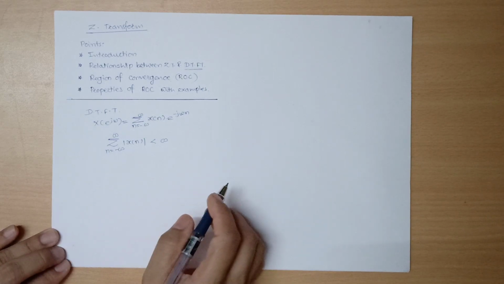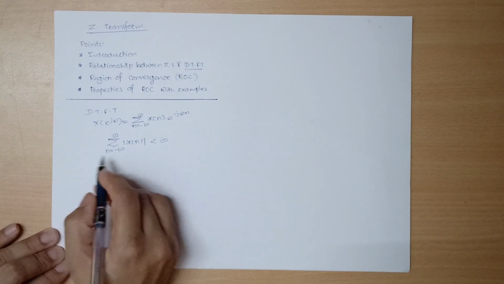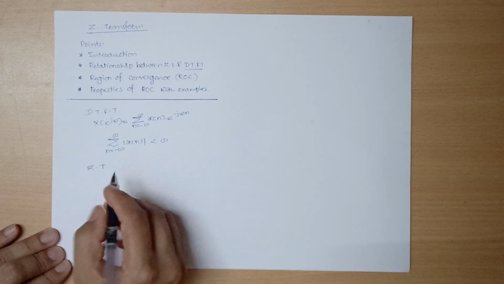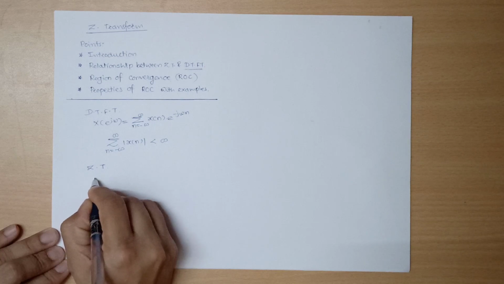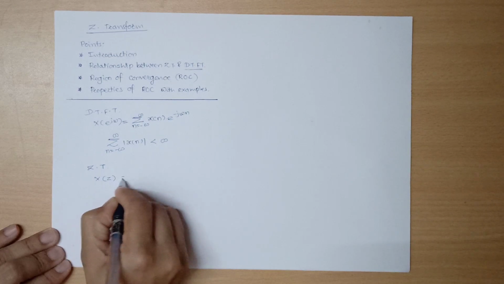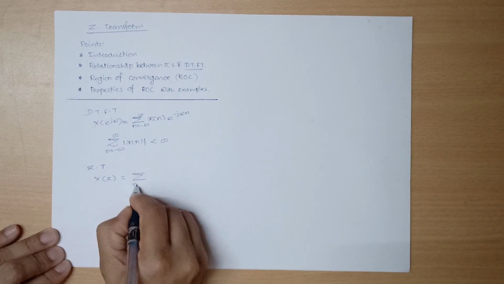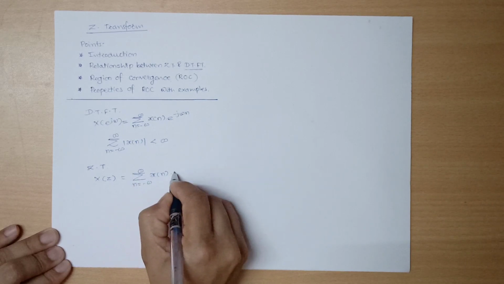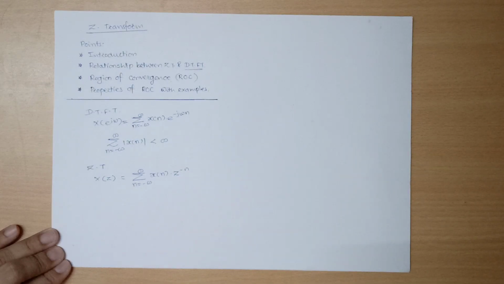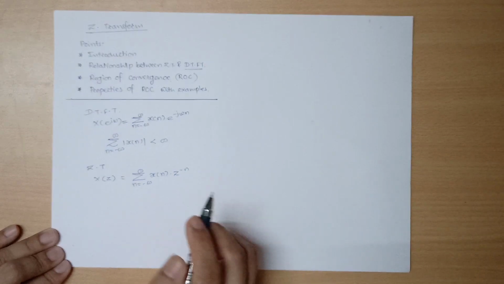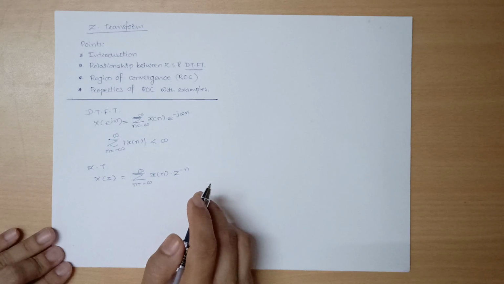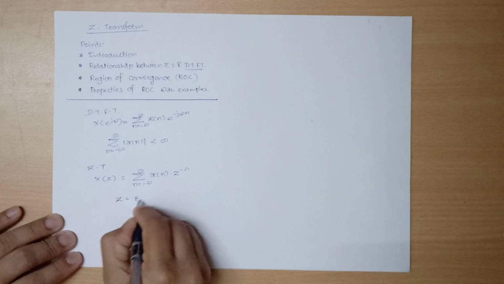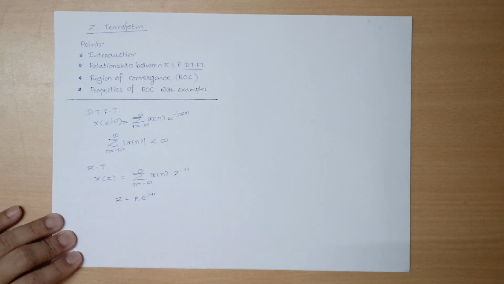So what is the difference between Z transform and DTFT? We will see the definition of Z transform. In short, we call it ZT. So X of z is equal to the summation of x of n multiplied by z raised to minus n. So here there is a different complex variable z. So z is r e raised to j omega.